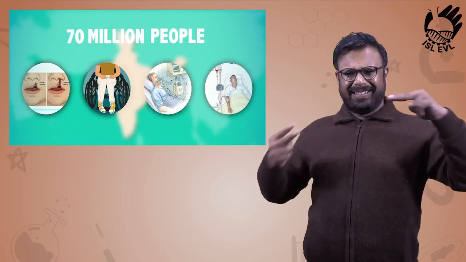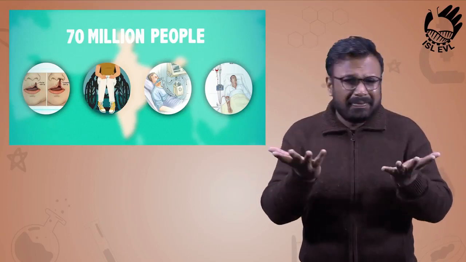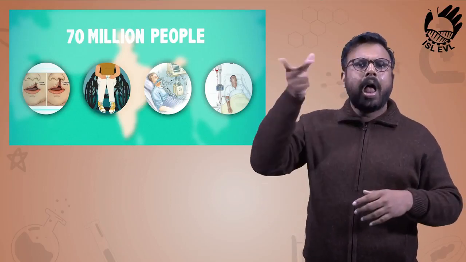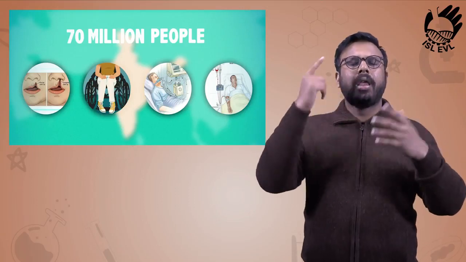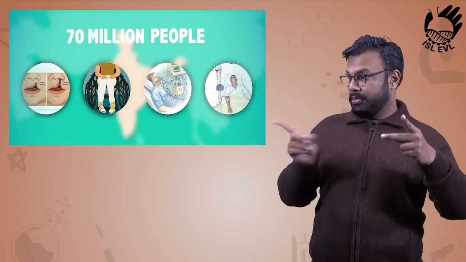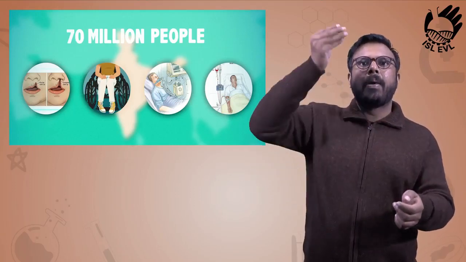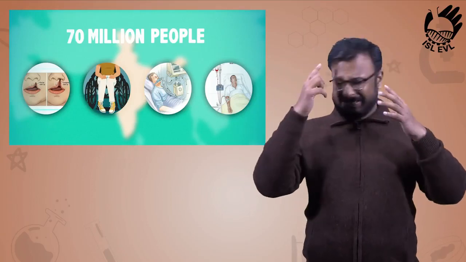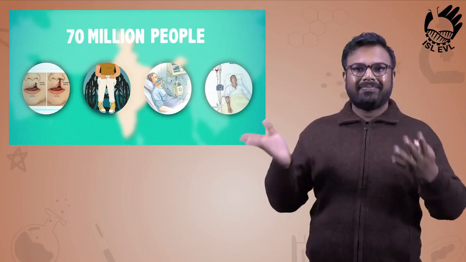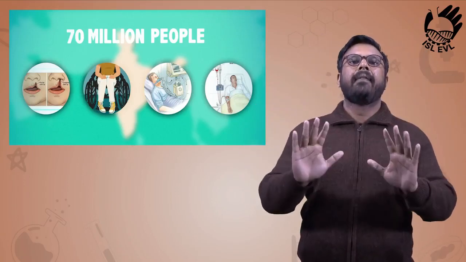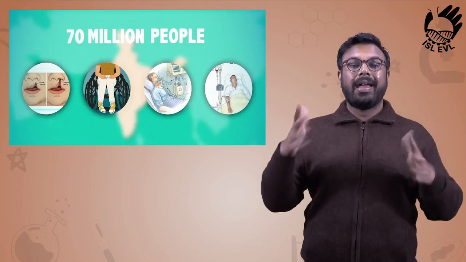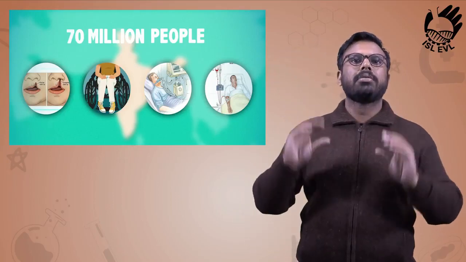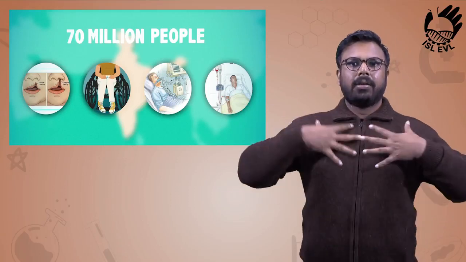Some examples of genetic diseases are: first, autism; second, diabetes; third, migraine headaches; fourth, thalassemia; fifth, muscular dystrophy; and sixth, cystic fibrosis.